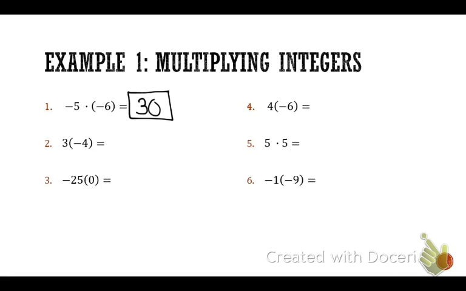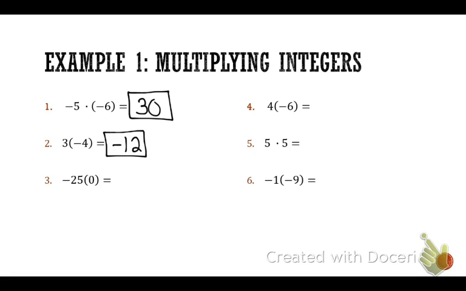All right, number 2. Do your multiplication. What's 3 times 4? 12. Now go back. Hold up how many negatives you see in the expression. Is 1 even or odd? Odd. So your answer is negative.